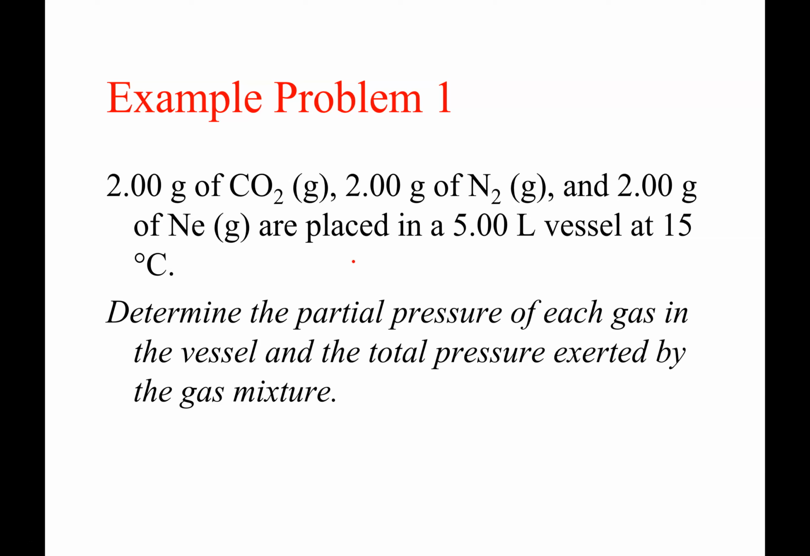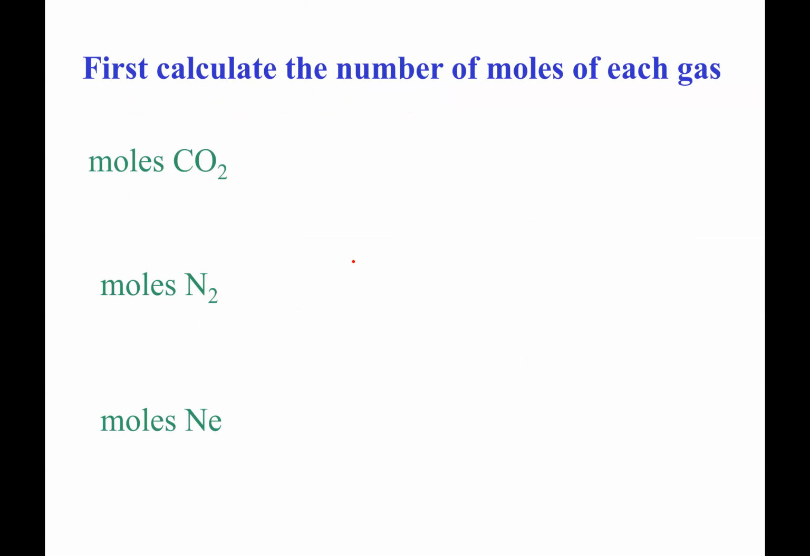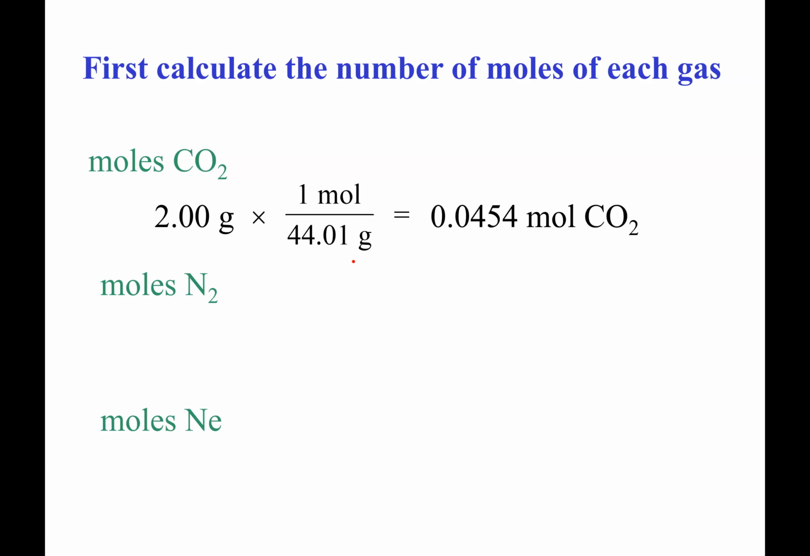So we need to get the individual moles, and it looks like this. The molar mass of carbon dioxide, when you guys were doing your combustion analysis, 44.01 grams per mole. So we're going to take 2.00 grams of CO2 times 1 mole over 44.01 grams, 3 sig figs, that will give us 0.0454 moles of CO2.